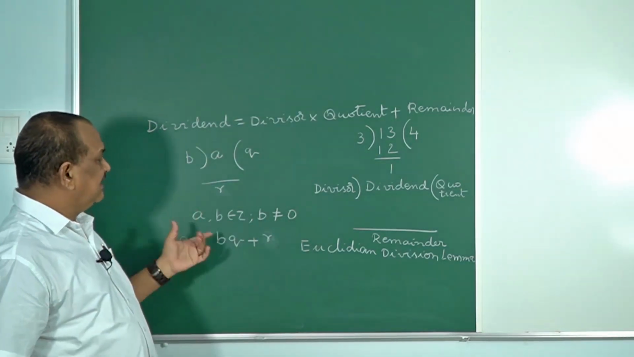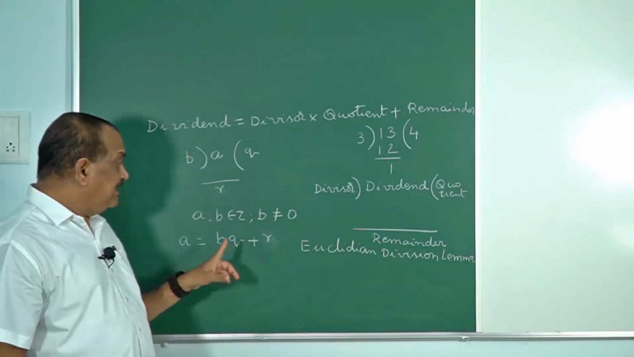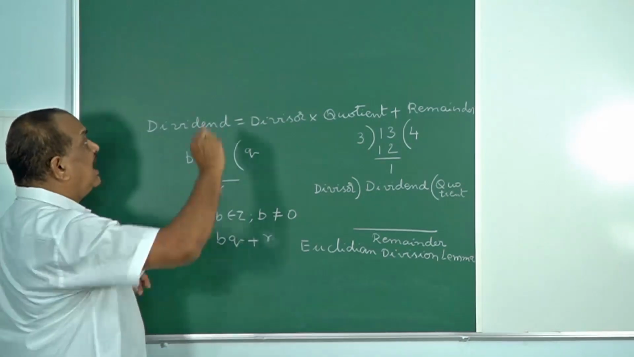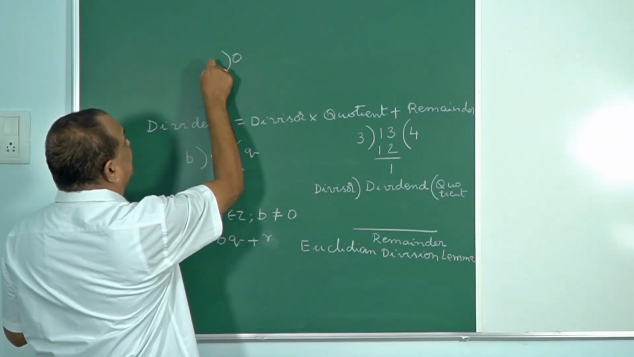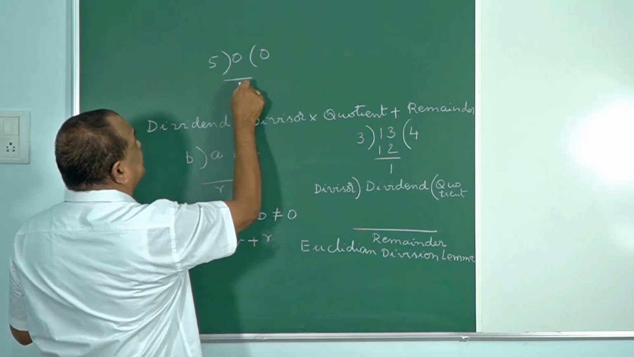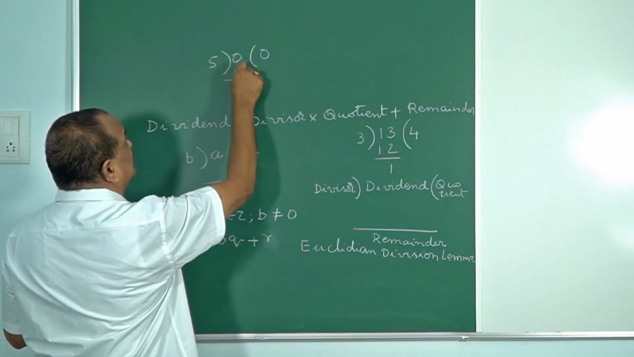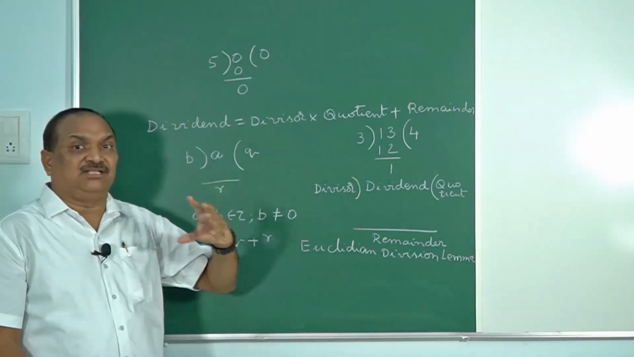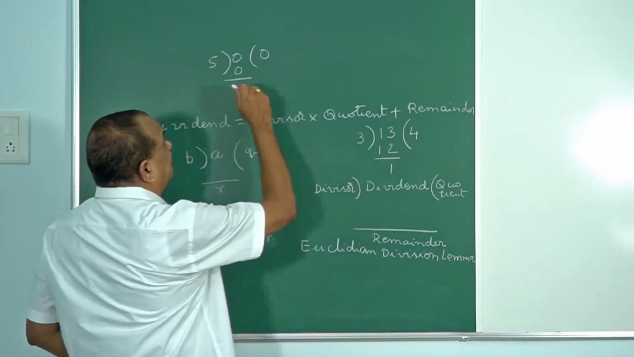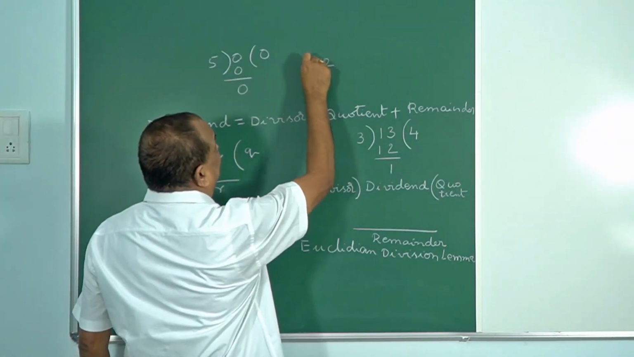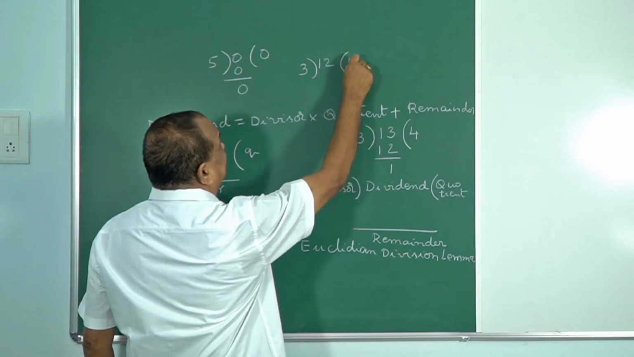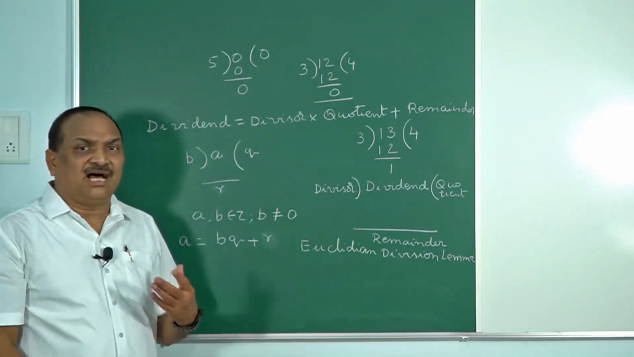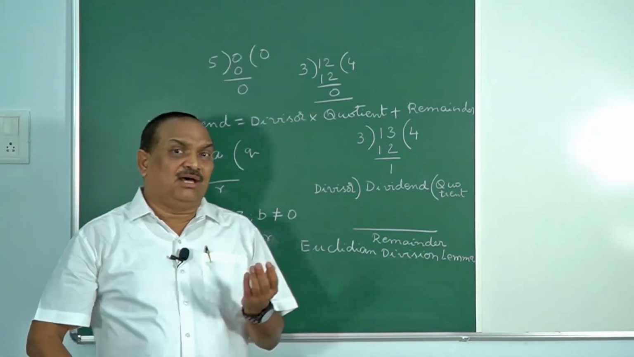But remember one thing here about what these variables can be. b cannot be 0, but a can be 0. There is no problem. I can divide 0 by some number: 0 times 5 is 0 and the remainder is 0. The dividend can be 0, there is no problem there. Say, for example, if I take 12 divided by 3, 3 times 4 equals 12. The remainder can be 0, because this is another option. r can be 0 or more than that.